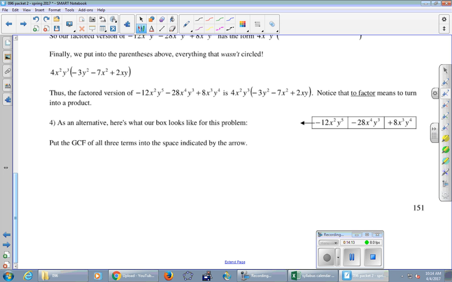What number goes into negative 12, negative 28, and 8? 4. So we're going to put a 4 out there. We're going to look at the x's, and we're going to pull out as many as we can, but only what they all have in common. X squared, x to the 4th, x to the 3rd. What's the most you can take out of all of them? X squared. And so you start to develop the shortcut that's like, we're just looking for the smallest power of x, right? That's what they all have in common. And how about the y's? What's the most y's you can take out of all 3? Y to the 3rd.